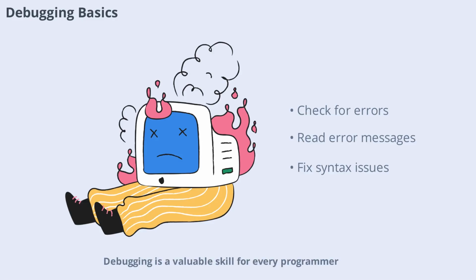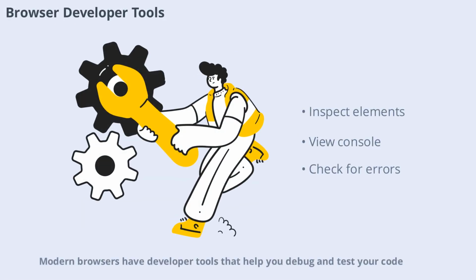Debugging is a valuable skill for every programmer. Learn to read error messages and fix issues quickly. Modern browsers have developer tools that help you debug and test your code. You can inspect elements, view console messages, and check for errors. These tools make it easier to understand how your code works and find problems.